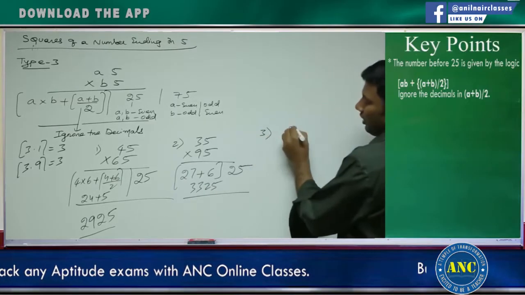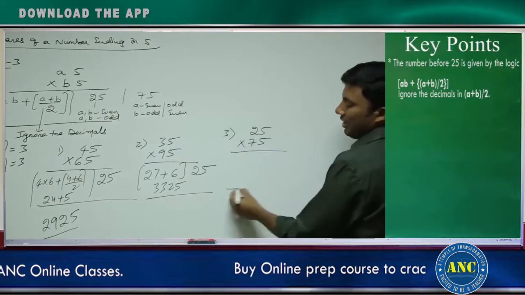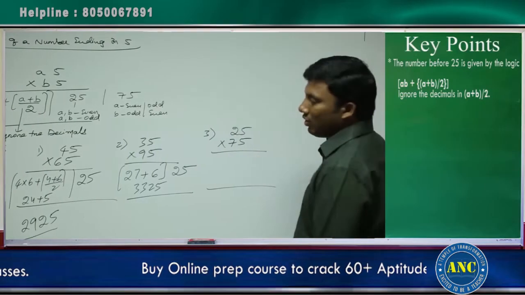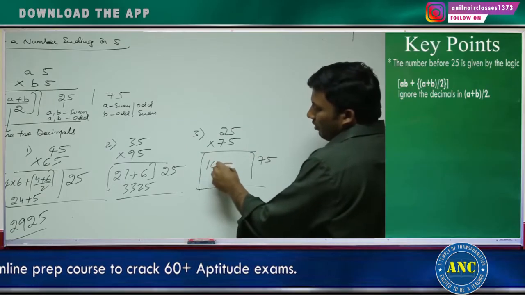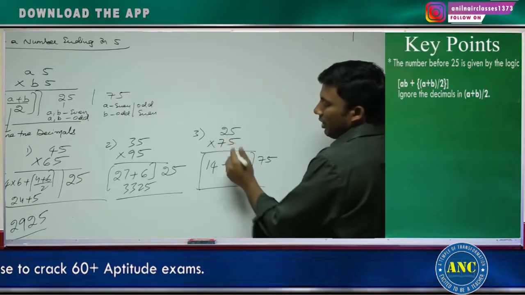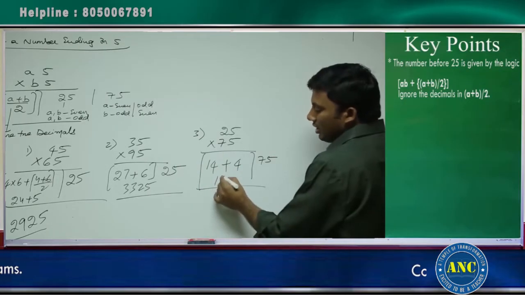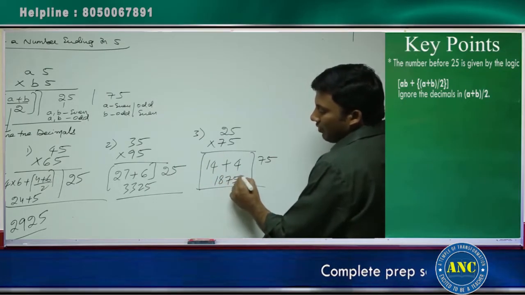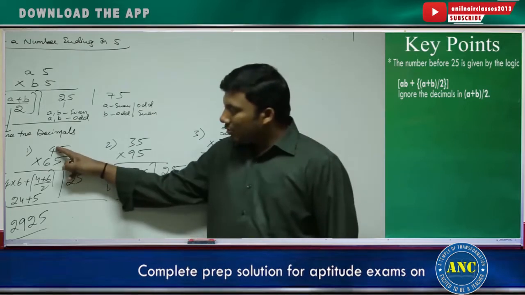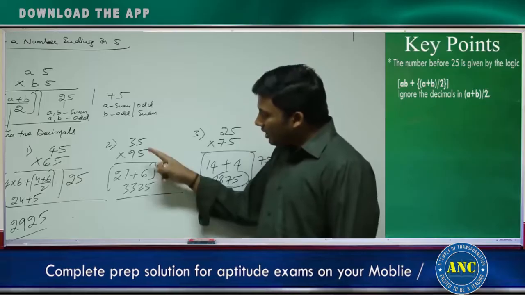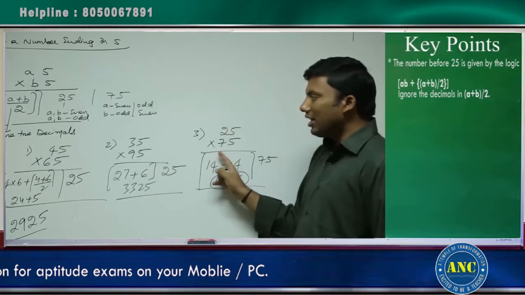Third one. 25 into 75. 2 is an even number, 7 is an odd number. Even 5 into odd 5. What are the last two digits? 75. A into B, 14. (A plus B) by 2, 9 by 2, 4.5. Ignore the decimals. If I ignore the decimals, what will be the answer? 1875. This is the case where A and B both are even. This is the case where A and B both are odd. This is the case where one is even and another is odd.